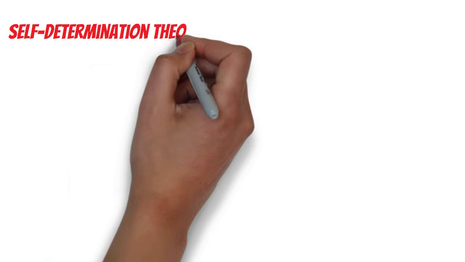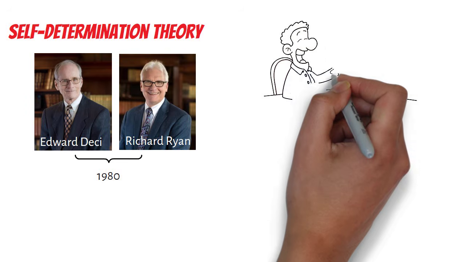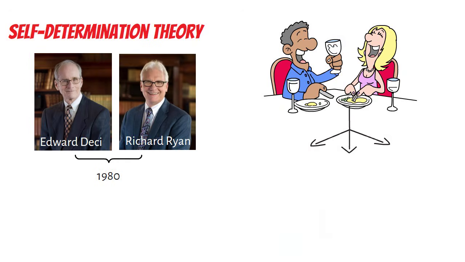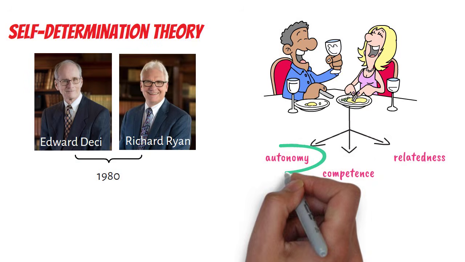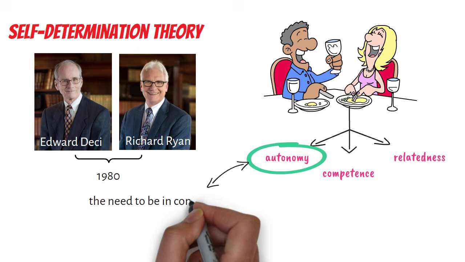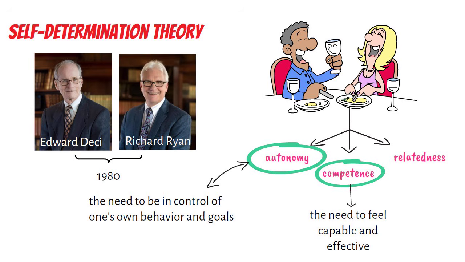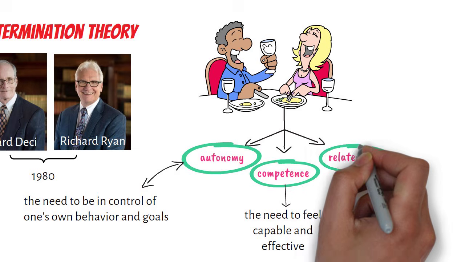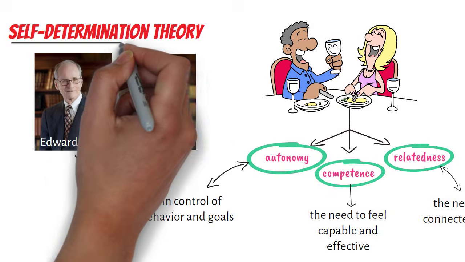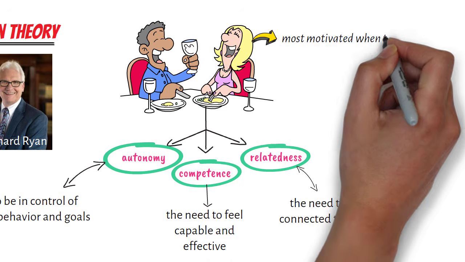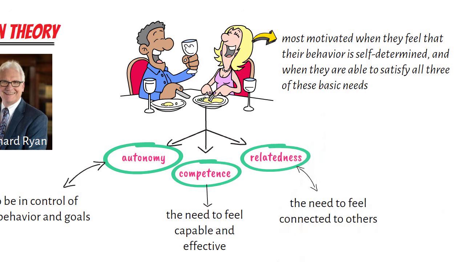Second, self-determination theory, developed by Edward Deci and Richard Ryan in the 1980s, suggests that people are motivated by three basic needs, namely, autonomy, competence, and relatedness. Autonomy refers to the need to be in control of one's own behavior and goals. Competence refers to the need to feel capable and effective. And relatedness refers to the need to feel connected to others. According to this theory, people are most motivated when they feel that their behavior is self-determined, and when they are able to satisfy all three of these basic needs.